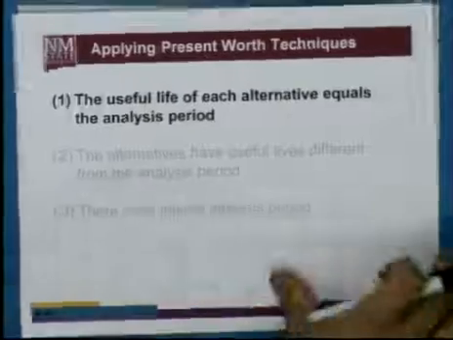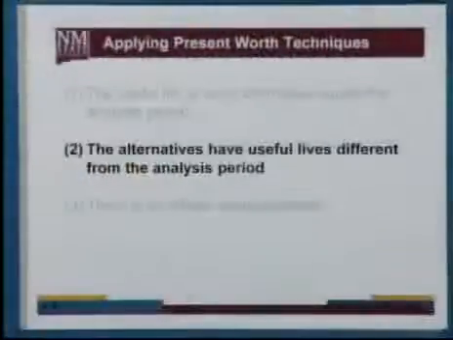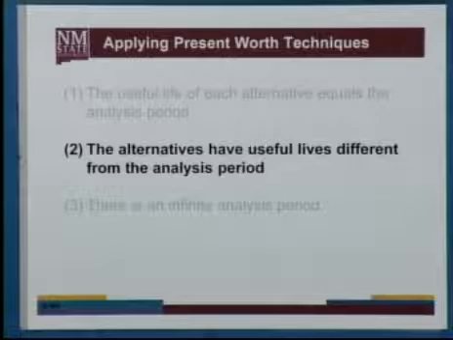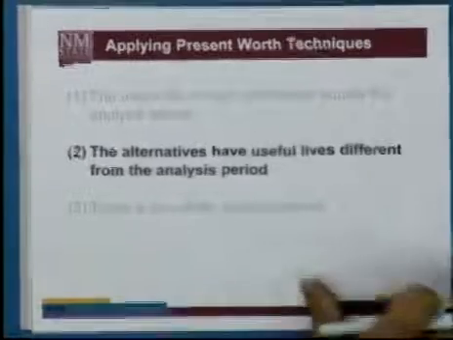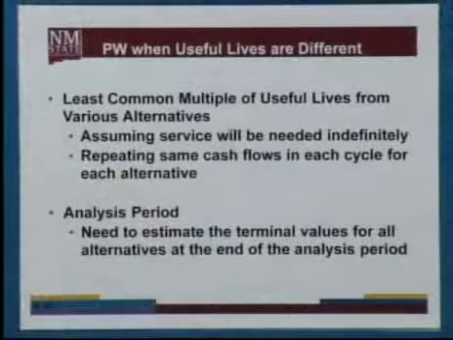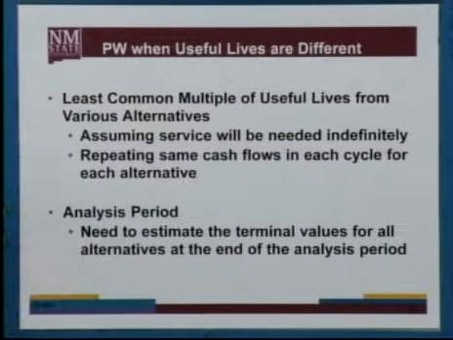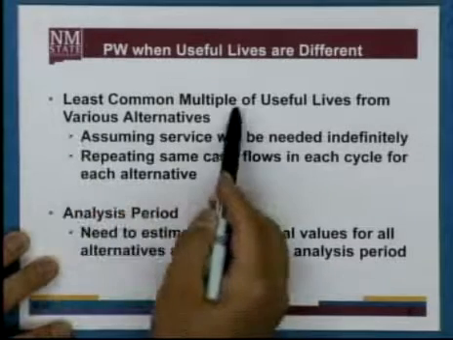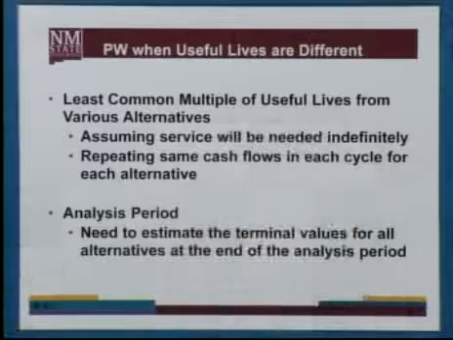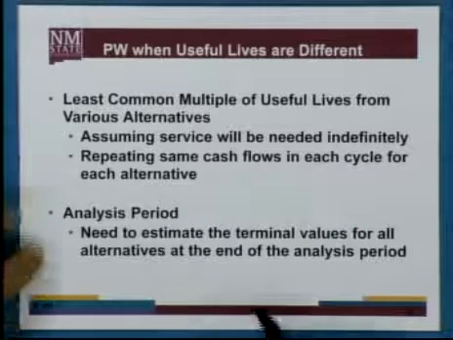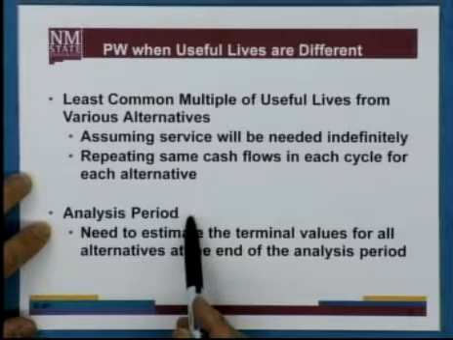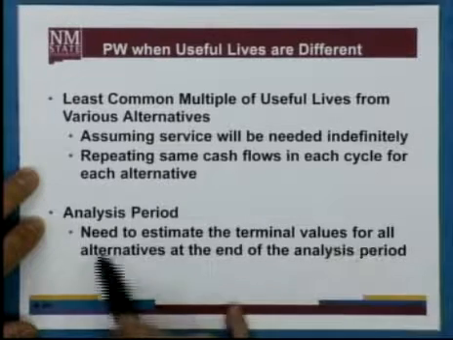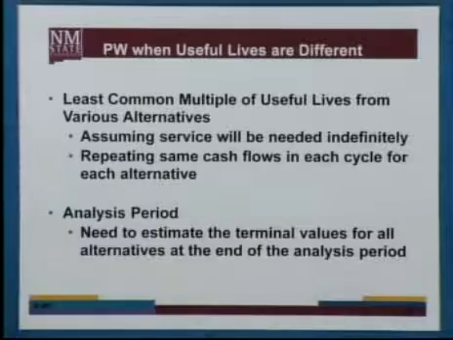And for the second case, if the useful life of each alternative is different from the analysis period, then there are two well-known methods for that. First method is to select an analysis period that is the least common multiple of useful lives from the alternatives. And the second method is to use a study analysis period. So in that case, you need to estimate the terminal values of all the alternatives at the end of the analysis period.